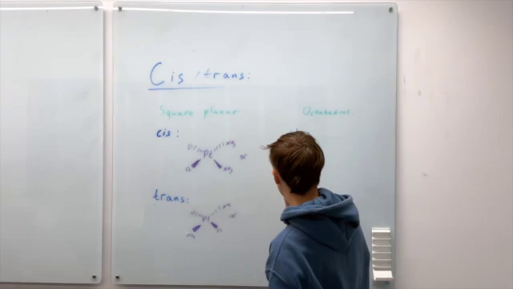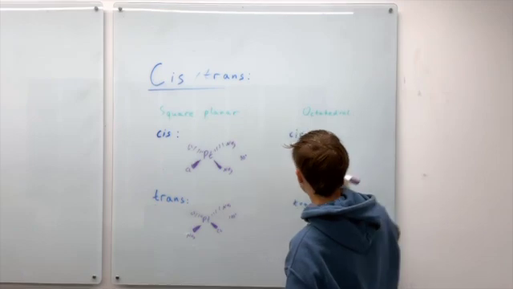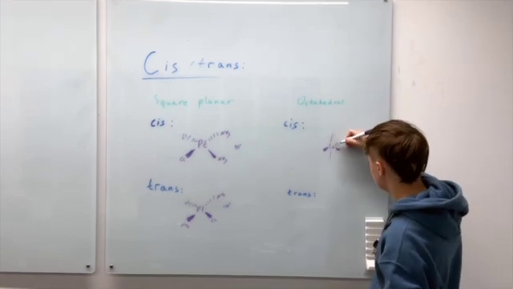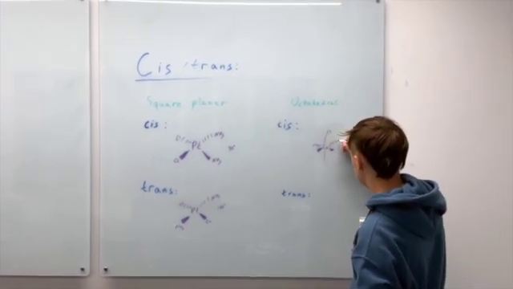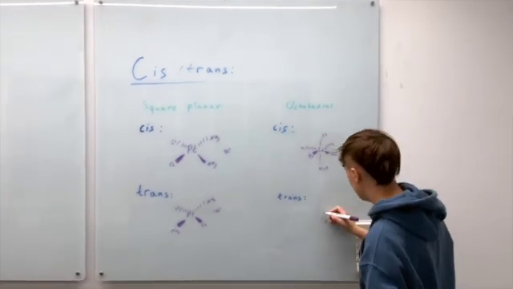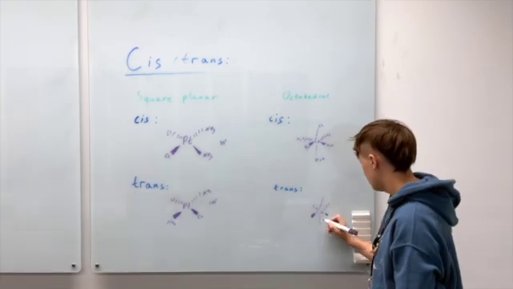transphobia. Notice that for transplatin, the identical ligands are at 180 degrees to each other, while for the cis isomer, they are at 90 degrees. For octahedral, we have tetraaquadichlorocobalt(II), and we can see the angle difference between the chloride ligands.